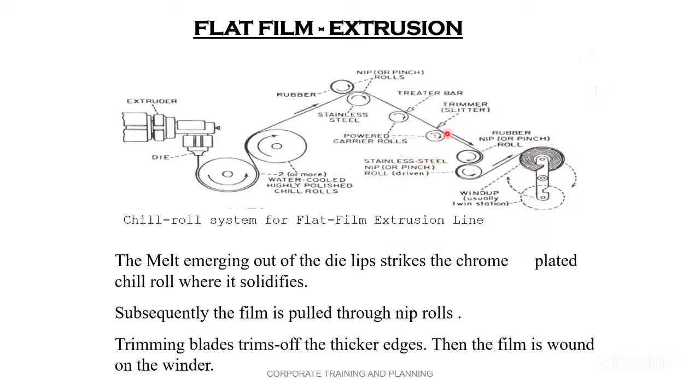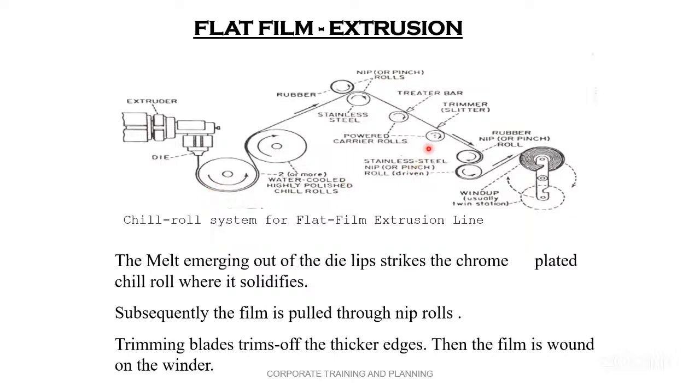Trimmer is there for the excess. Suppose you need 1 meter here, but 1 meter from there is coming out slightly more, 1 meter and 10 millimeter, or maybe 5 millimeter from both sides.